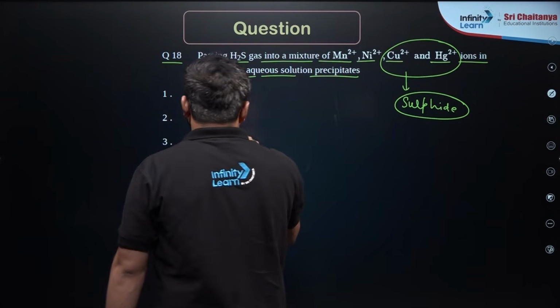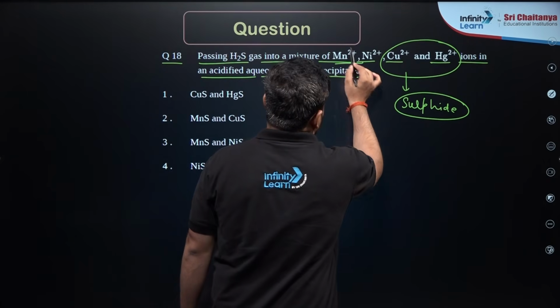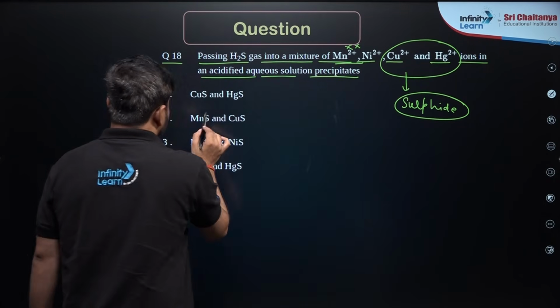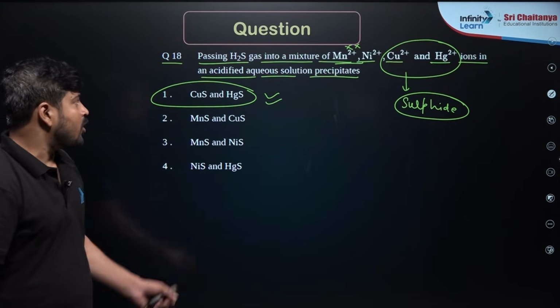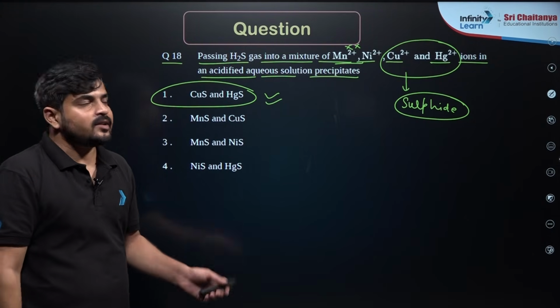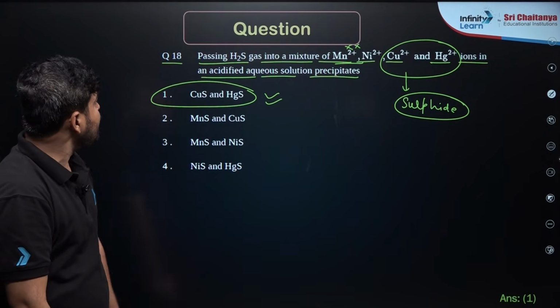Only these two are going to convert into sulfide, the others are not going to convert, please remember. So the first option is correct for this question: copper sulfide and mercuric sulfide is the final answer. Now I am coming to the next question.